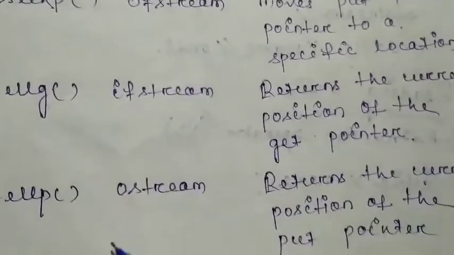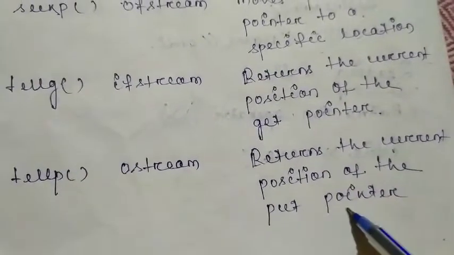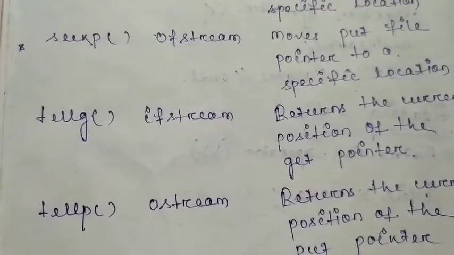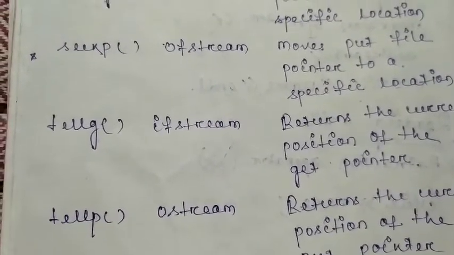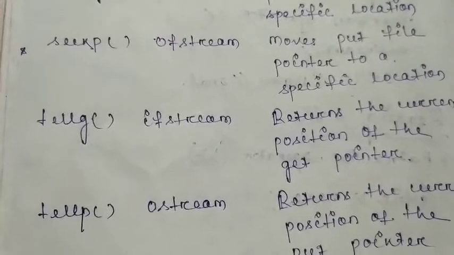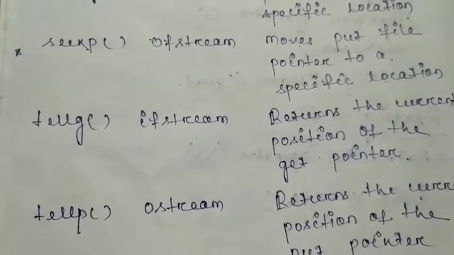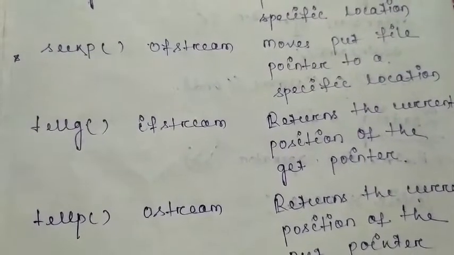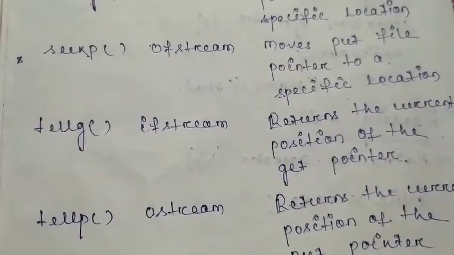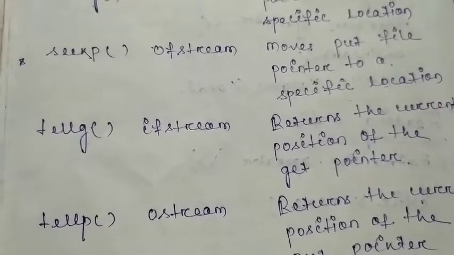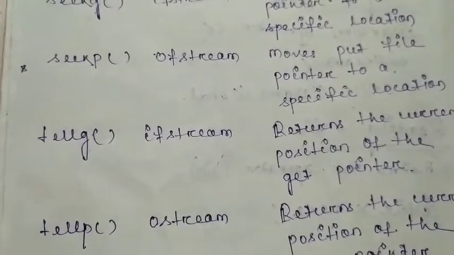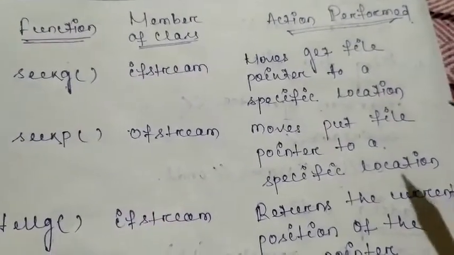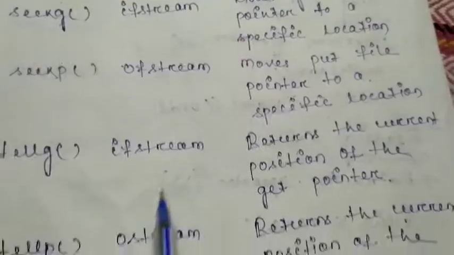And tellp returns the current position of the put pointer. Let's say we're writing the 15th byte of a file. Then the tellp function will return the position of the put pointer as 15. That means the put pointer now points to the 15th byte position in the file. So these are the functions and file pointers, and these are the actions they perform respectively.